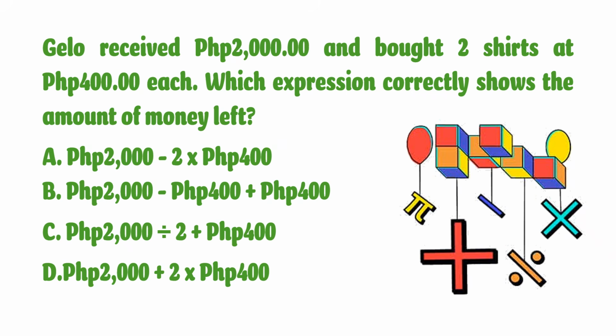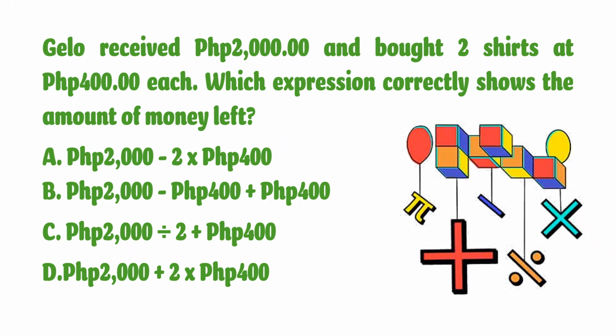For this item, listen, analyze, and you can compute first in your extra sheet of paper. Jello received 2,000 pesos and bought two shirts at 400 pesos each. Which expression correctly shows the amount of money left? A. 2,000 pesos minus 2 times 400 pesos. B. 2,000 pesos minus 400 pesos plus 400 pesos.